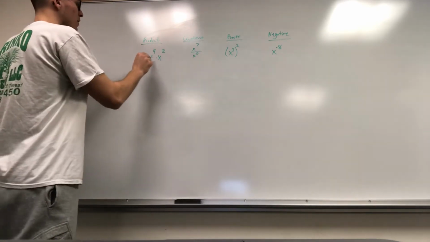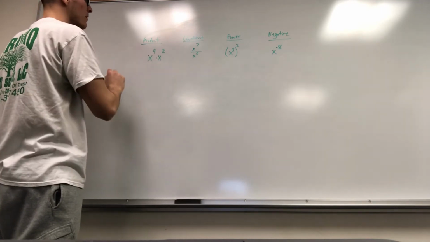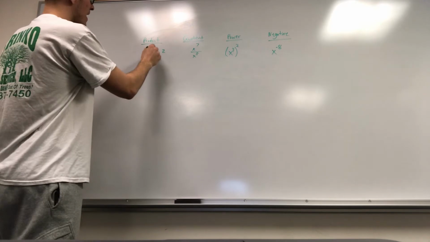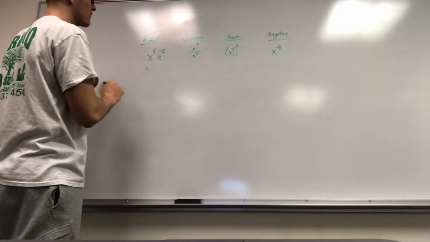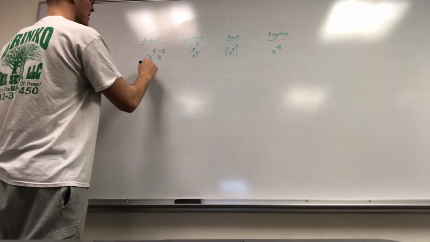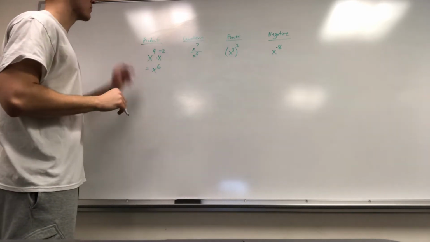So if you have the same term to one power times that term to another power, you simply add the powers together. Put a little plus sign there. So x to the fourth times x to the second is the same as x to the sixth. And that's the product rule, okay?